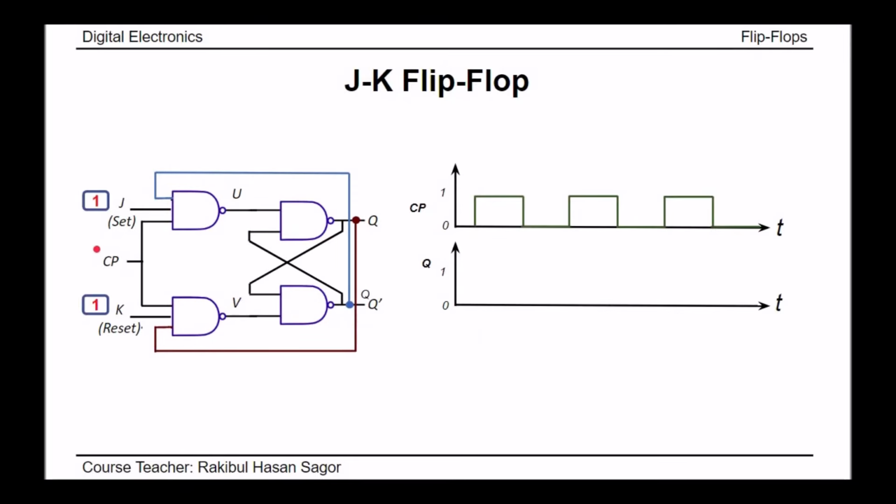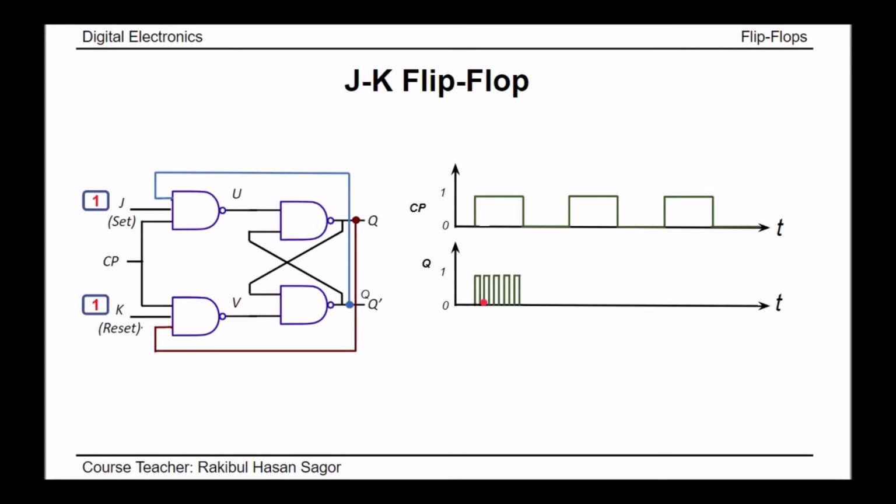If we see the timeline diagram when J equals 1, K equals 1, what will happen? During the period when clock pulse equals 0, we are assuming the initial value of Q is 0, so it will hold the previous, no problem. But when the clock pulse triggers and goes to 1, as it is level triggering, first of all, due to J and K both equal to 1, it will toggle. The previous value was 0, so it will go to 1. Again, as 1 1 is still there and we have level triggering, this 1 will come back to 0, that means it toggles the previous value.